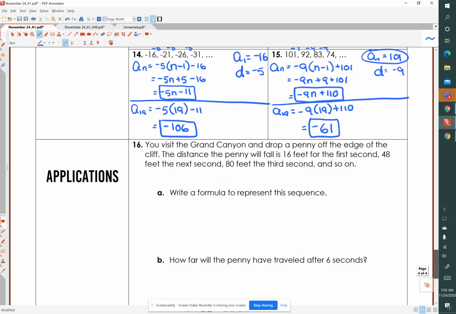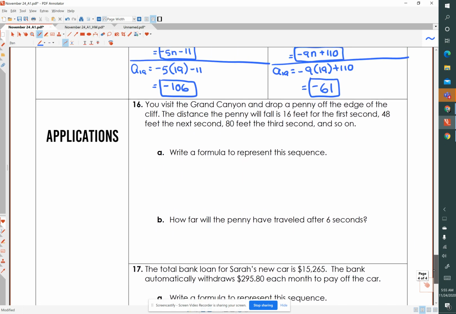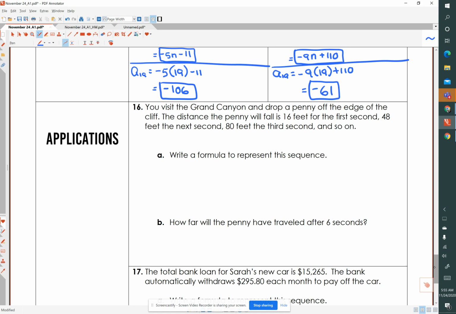Let's look at some applications, and we're almost done. So in our first one, you visit the Grand Canyon and drop a penny off the edge of the cliff. The distance that the penny will fall is, for the first second, 16 feet. For the second second, it's going to fall 48 feet. And for the third second, it's going to fall 80 feet. So it's going to fall much more quickly as it goes down.